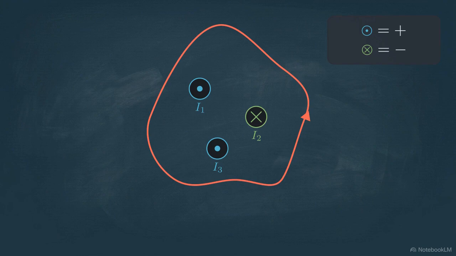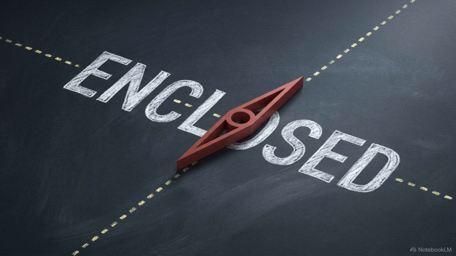Based on this orientation, I1 and I3 are positive, while I2 is negative. This yields an enclosed current of I1 minus I2 plus I3. The final enclosed current is an active calculation determined by the chosen direction of the integration boundary.